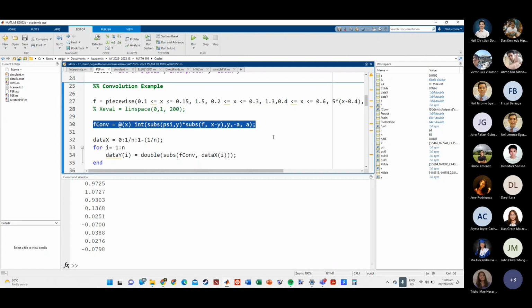Medyo delayed yata yung screen ko. Delayed din ba sa inyo? Ayan, nag-update na siya sa akin.